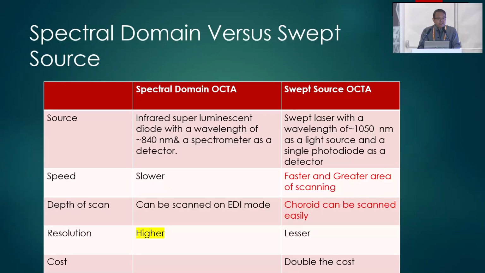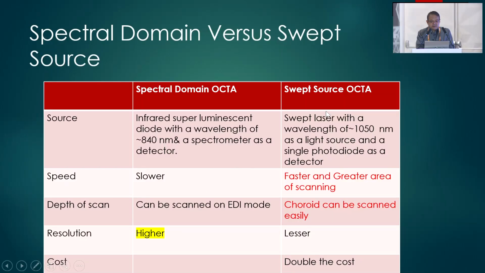So we have two types of OCT angio. One is spectral domain and one is swept source. In spectral domain OCT, the wavelength is 840 nanometers, and a spectrometer is used as a detector, while in swept source OCTA, the light source is a diode laser with 1050 nanometers, and a single photodiode is used as a photodetector.